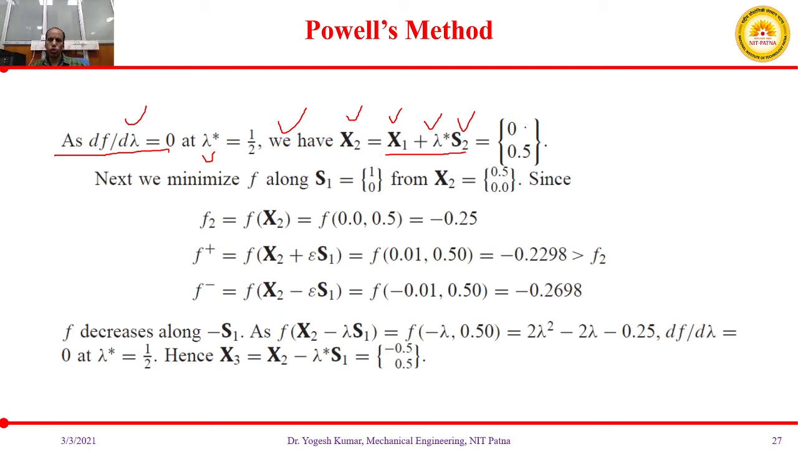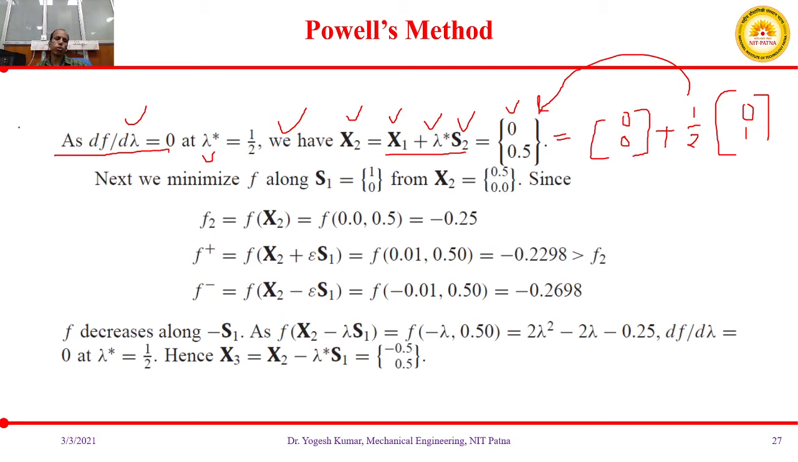Okay, so this value of x2, how is it calculated? This is x1 plus lambda s2. So x1 was 0, 0. If it is 2, 3, you can put 2, 3 or whatever value you are having. Then 1 by 2 times 0, 1. So this will come equal to 0, 0.5. So up to this point, I hope there is no doubt.